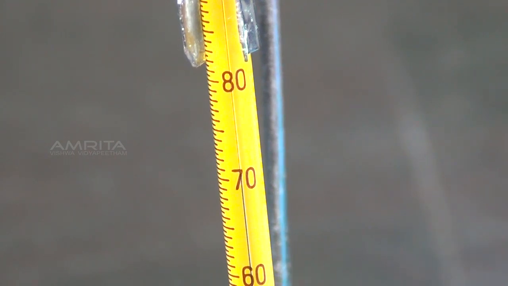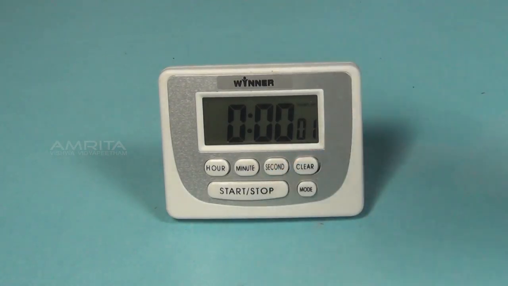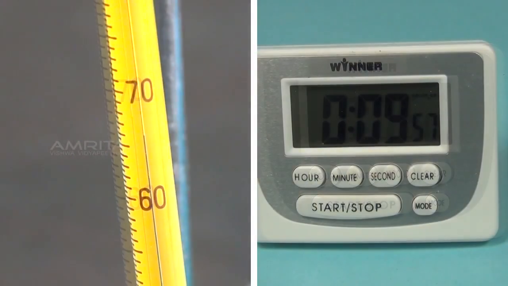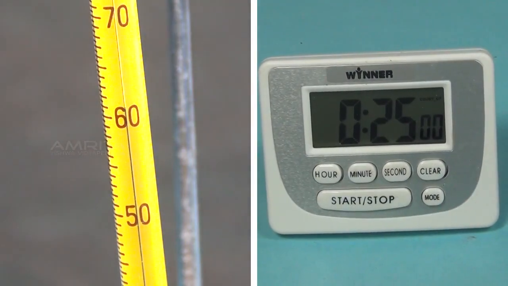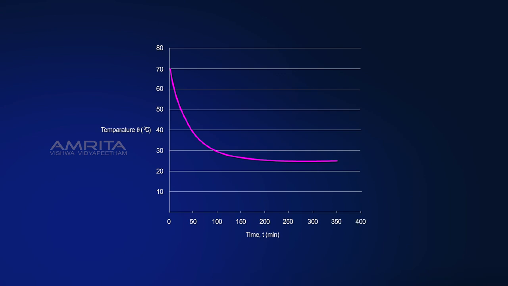When the temperature of the hot water falls to 70 degrees Celsius, start the stopwatch. Note the temperature reading every 5 minutes. Continue the time-temperature observation till the temperature becomes constant. Plot a graph between time along the x-axis and temperature along the y-axis. This graph is called the cooling curve.